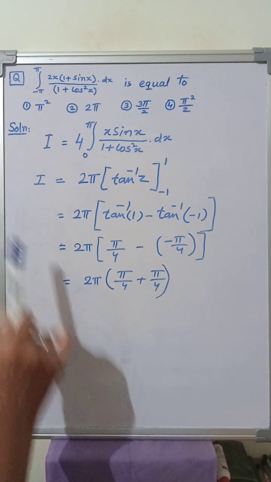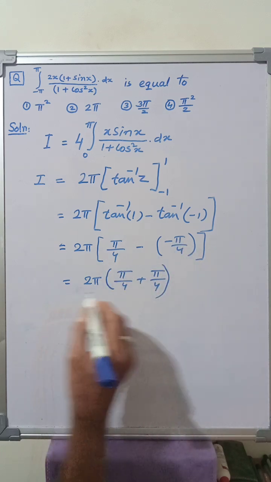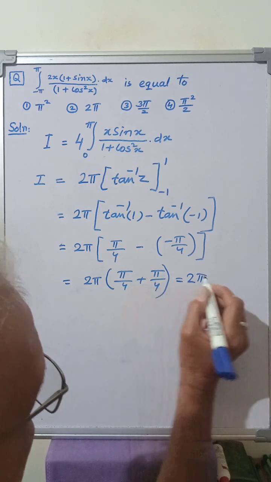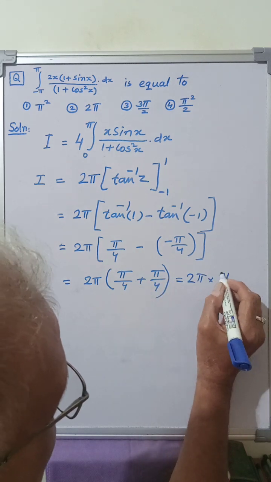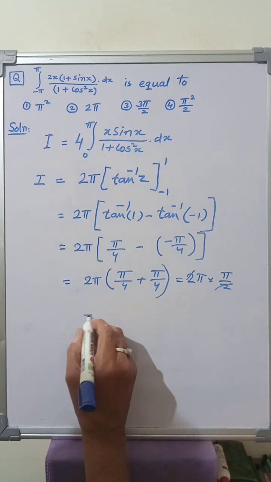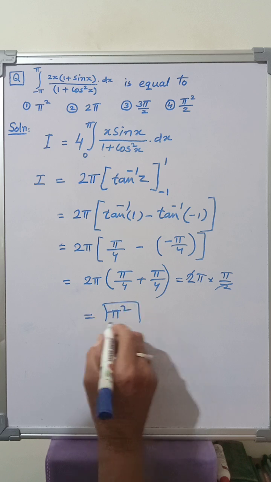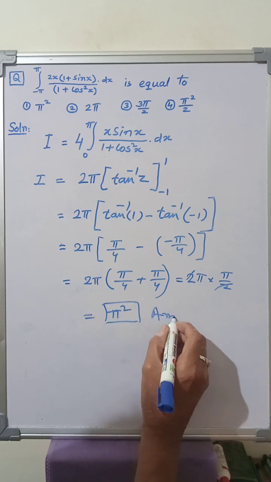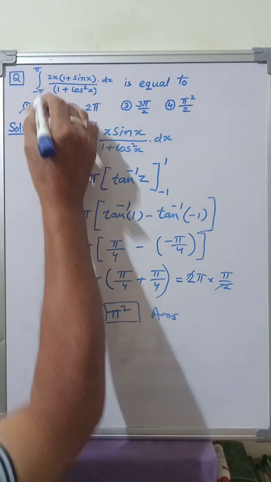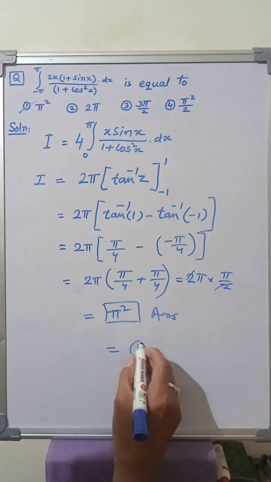which gives I is equal to 2 pi into pi by 4 plus pi by 4. Therefore, this is equal to 2 pi into pi by 2. So this 2 gets cancelled, which is equal to pi square. This is the answer to the question. Therefore the correct option is 1. 1 is the correct option.